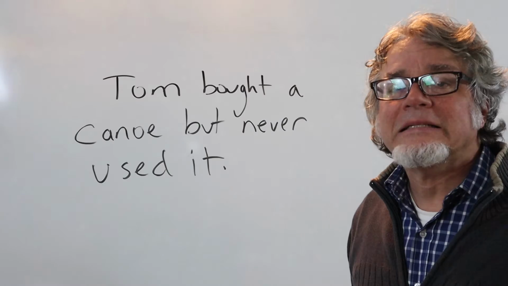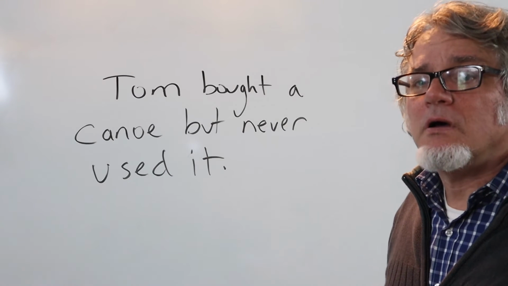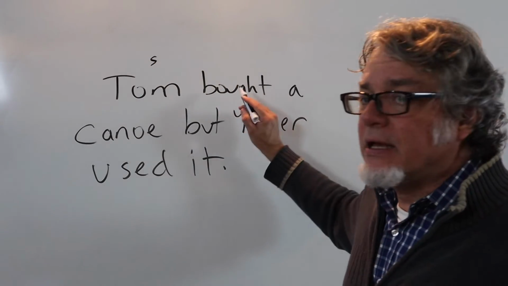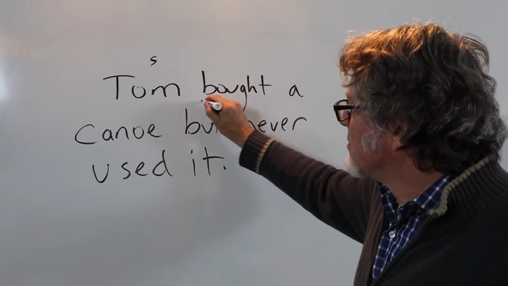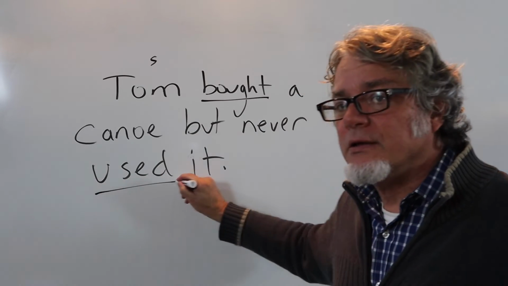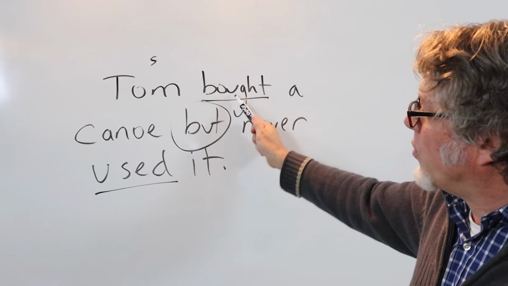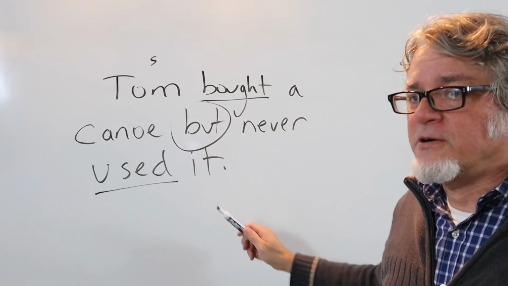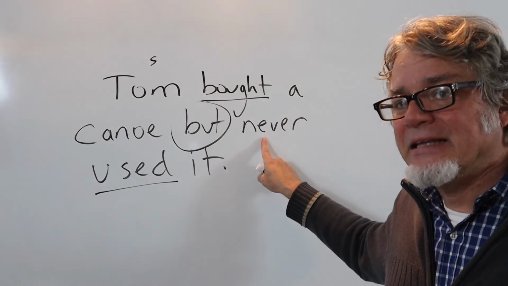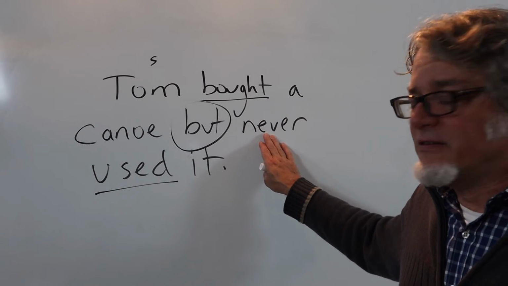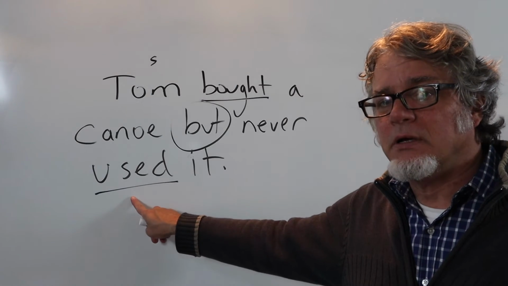Or, Tom bought a canoe but never used it. Here's the subject, and then the two verbs, bought and used. Notice that the conjunction but is used to join these two verbs. And here's a negative. The word never is negative before the second verb.